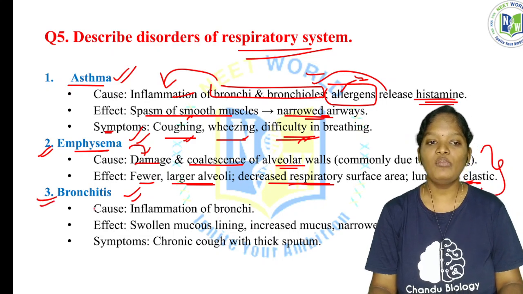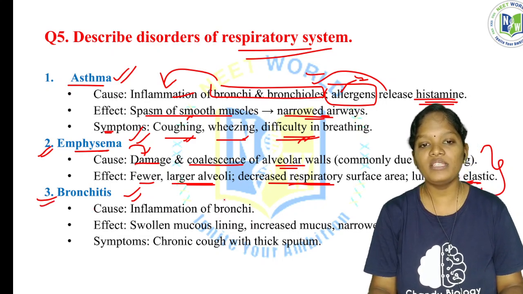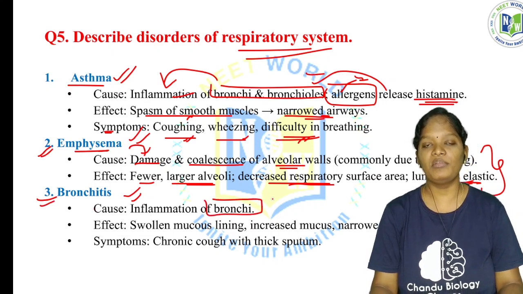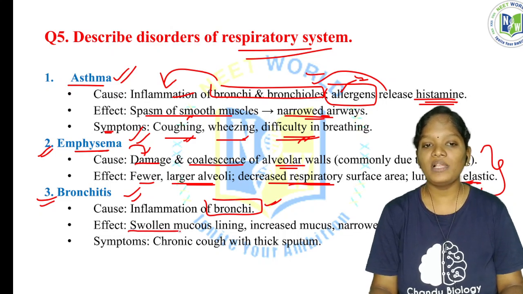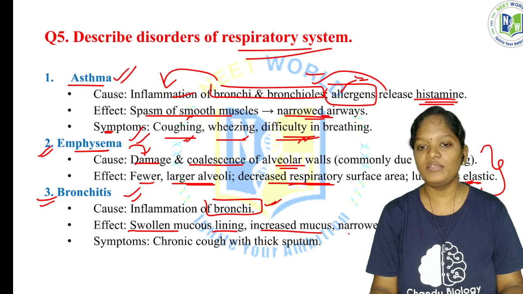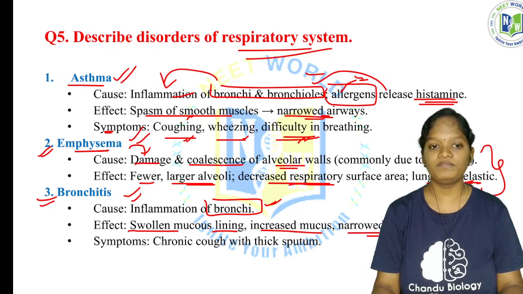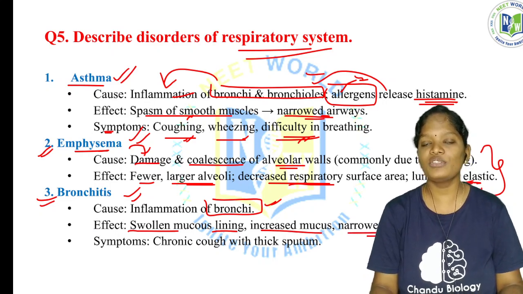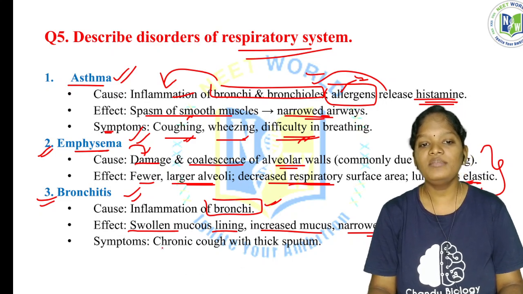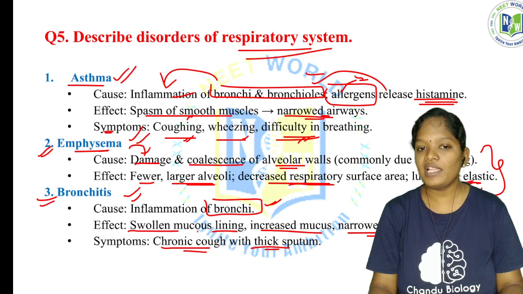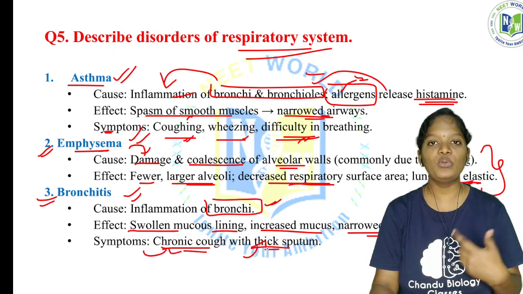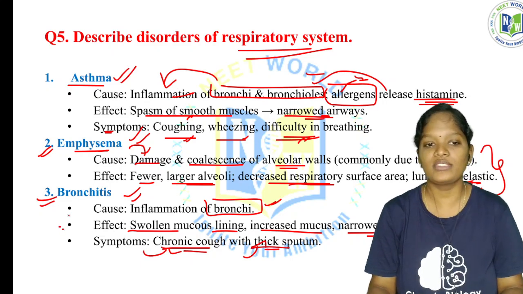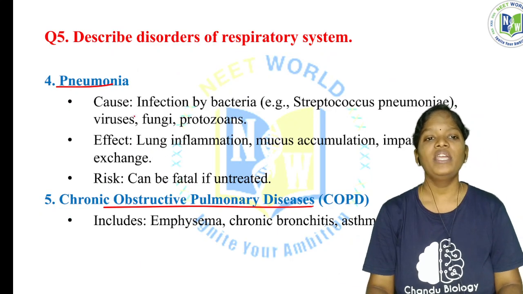The third disorder is bronchitis. In bronchitis the bronchi get inflamed. The effects are a swollen mucus lining, increased mucus and narrowed bronchi. The symptom is a chronic cough with thick sputum, which means mucus is also being released along with it.